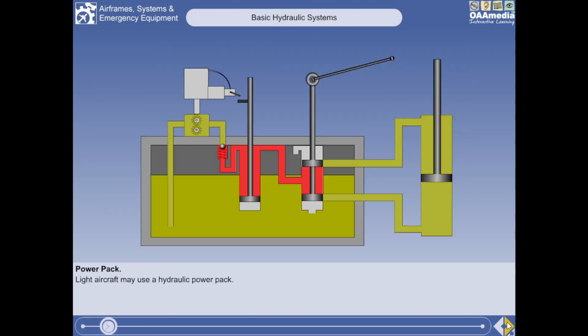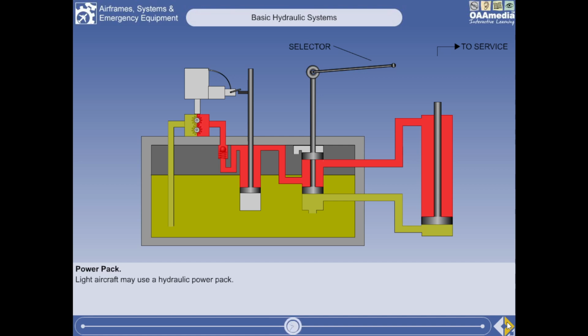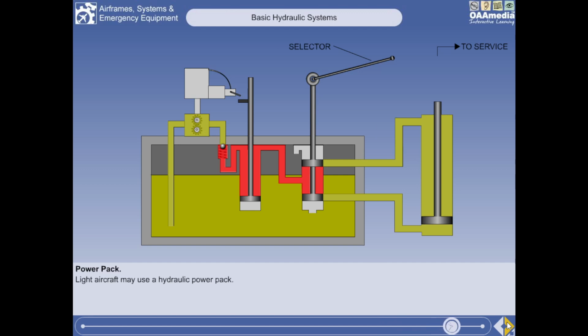In some simple light aircraft systems, a hydraulic power pack is used. This consists of an electrically driven pump which is controlled by a pressure-operated switch, with an integral reservoir and an accumulator. When the service is selected, pressure will drop, causing the accumulator piston to move up, switching on the pump. The pump will operate until the service reaches its required position, and the accumulator is repressurized, when it will be automatically switched off again.